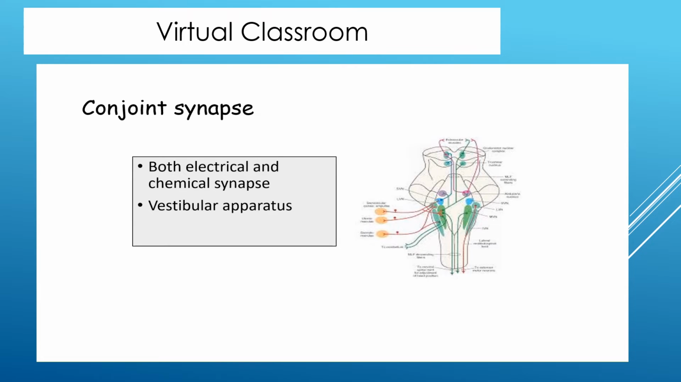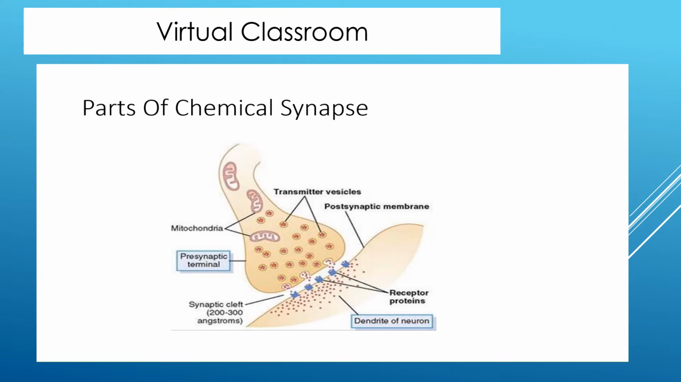The conjoined synapse refers to a synapse where both chemical and electrical types of transmission are seen. It is seen most commonly in the vestibular apparatus. It has speed as well as transmission by the neurotransmitters.